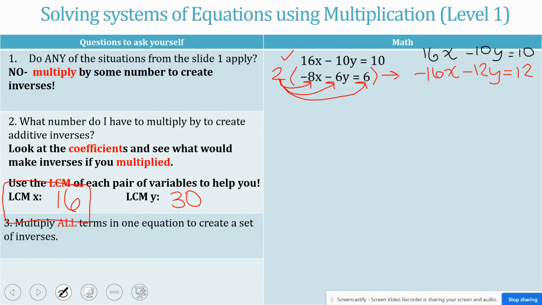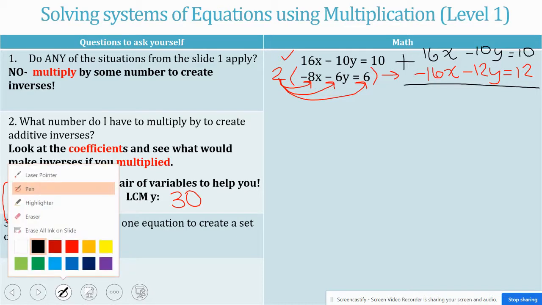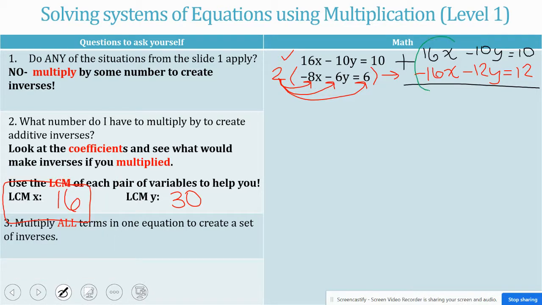I didn't change anything, so I just rewrote it. And notice here, we have a 16x, and then we have a negative 16x. We created that set of inverses. And when we have inverses, we're able to just add these together and solve it the way we normally would. So we identify those inverses. 16 and negative 16 cancel out when you add that, and then add everything else.